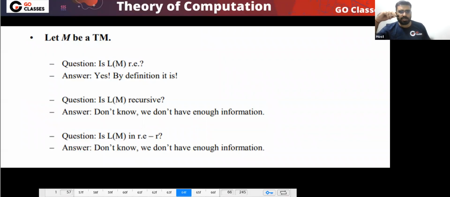So this is another question from the same standard university, the same resource. You can notice if M is a Turing machine, then I can say L(M) is RE. Yes, definitely. L(M) is RE definitely. But is it recursive? We don't have enough information. Is it RE but not REC? We don't have enough information.